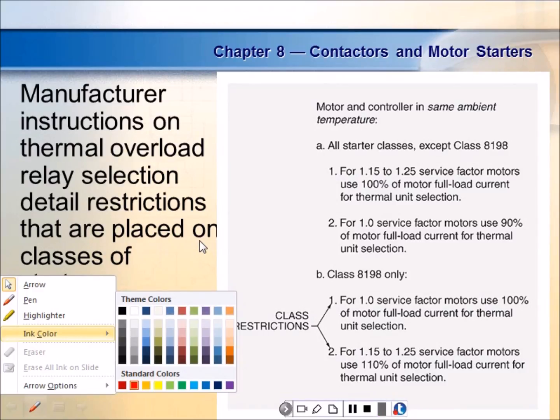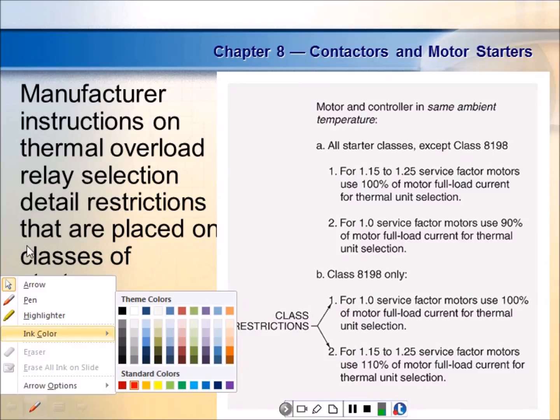So this is what it's telling us here. It says for 1.15 and 1.25 service factor motors, use 100% of the full load current for the thermal unit. For motors that have a service factor of 1, then you're using 90% of the full load current. Okay, does that make sense? Okay. Then what does it say we do? This doesn't tell us anything.